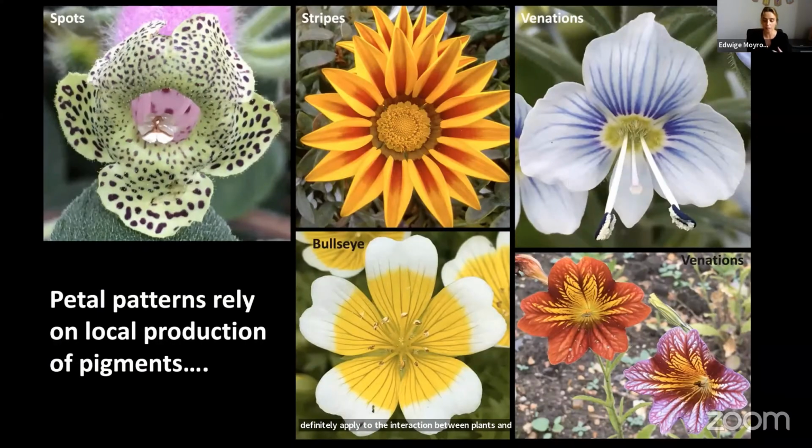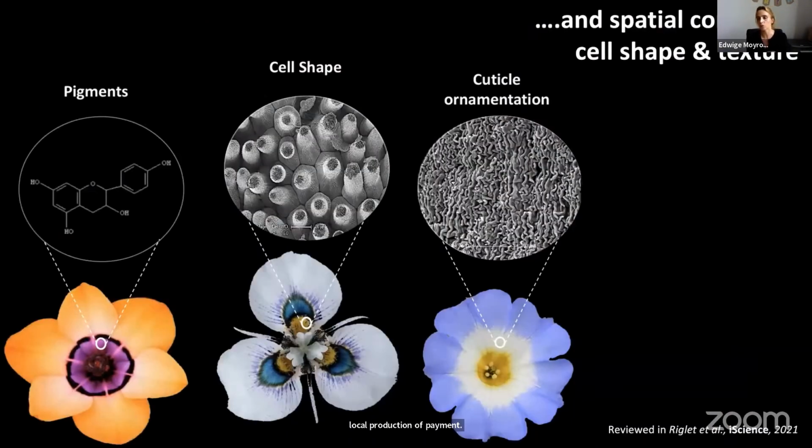So petal patterns, they come in all sorts of shapes and forms, but they always involve some form of regulation of the local production of pigment. But they do more than that. They also rely on the control of cell shape and texture, cuticle texture, of the petal surface, because more often than not, we find that regions of the petal that produce different colors also produce different cell shapes covered with different textures. And these structural elements, cell shape and cuticle ornamentation, we shouldn't be surprised that they often correlate with regions with different color, because these features can directly impact the appearance of the flower by playing with the light.